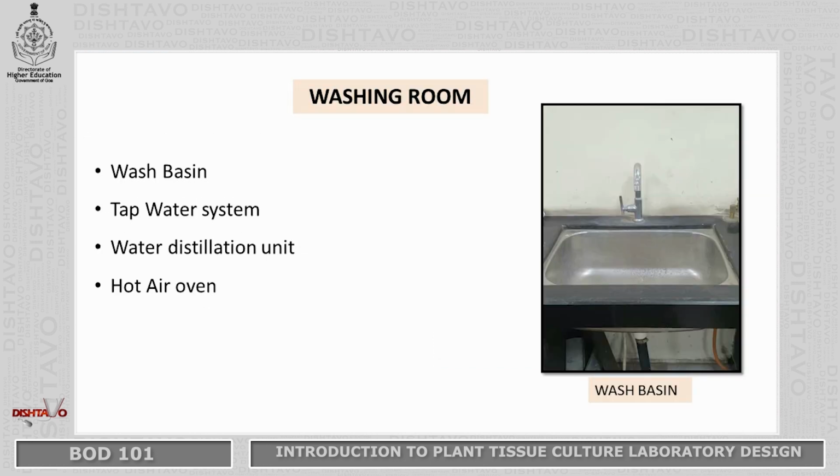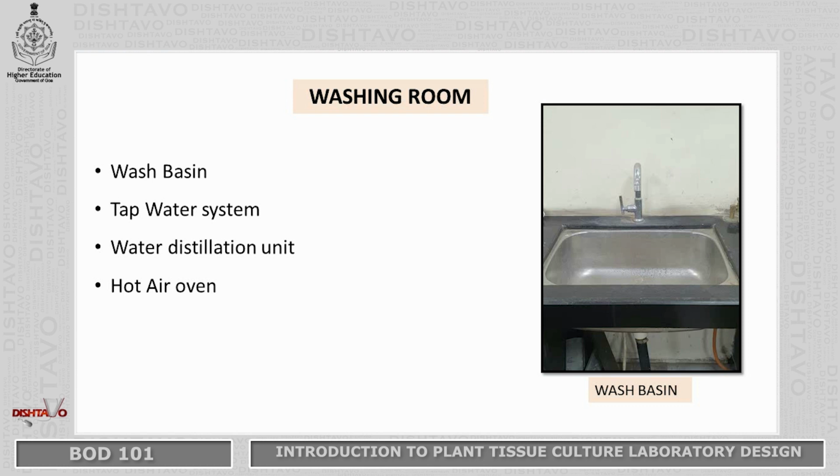First room is the washing room, in which we have the wash basin, the tap water system, the water distillation unit, and the hot air oven. The wash basin which is kept in the washing room should be made of stainless steel so that it doesn't react with any kind of acid and base. Next we have the tap water system, so that we have both the outlets, the cold water outlet and the hot water outlet. Next we have the water distillation unit, which supplies us with distilled water, which is further used for preparation of media and washing of glasswares.